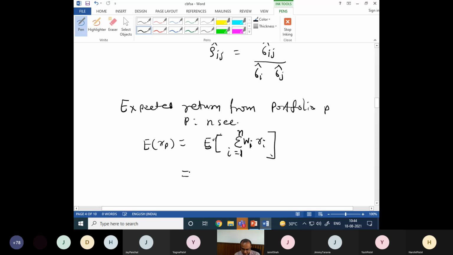And as I mentioned, this expectation is a linear operator. So I can move this expectation inside the summation using the linearity property. It is equal to sigma i equal to 1 to n of the expected value of Wi into Ri, but Wi is constant. It does not depend on anything else. The proportion is fixed, so Wi is not a random term. It's a deterministic term, and I can take it outside.